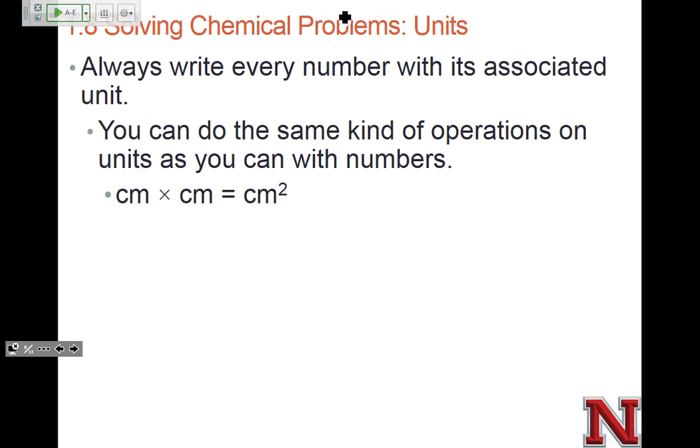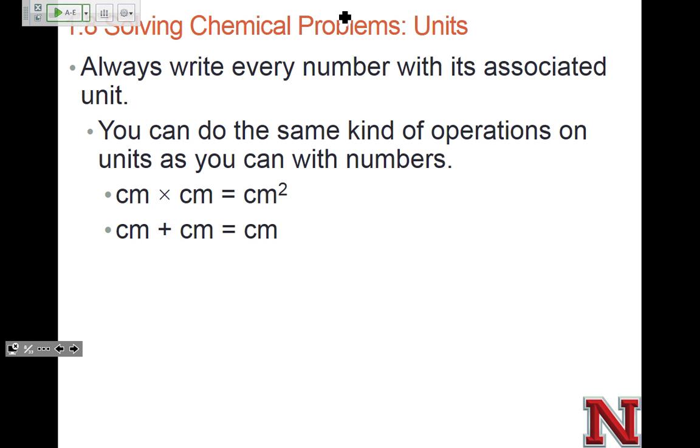So you can do the same thing with operations as you do with numbers. Centimeters times centimeters equals centimeters squared. Of course, centimeters plus centimeters still just equals centimeters. We have 1 centimeter plus 1 centimeter, that would give us 2 centimeters. So adding, same thing with subtracting. 2 centimeters minus 1 centimeter is going to give us 1 centimeter.